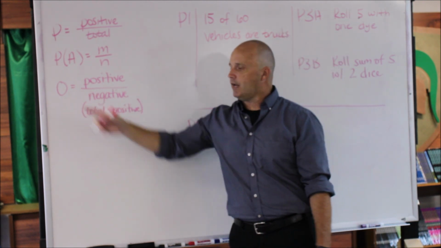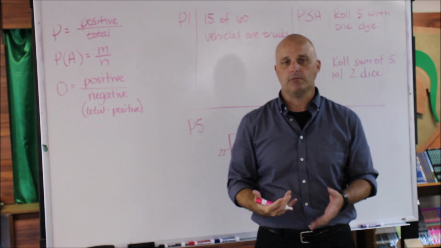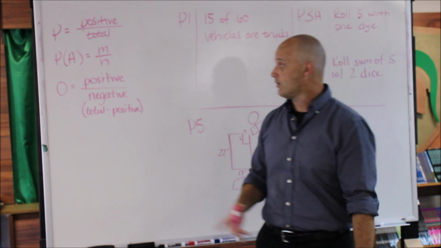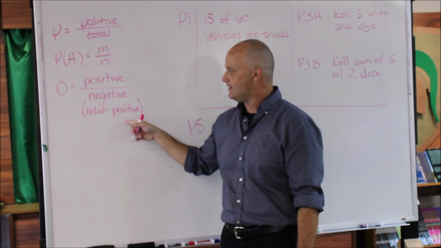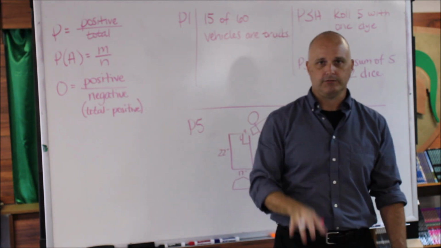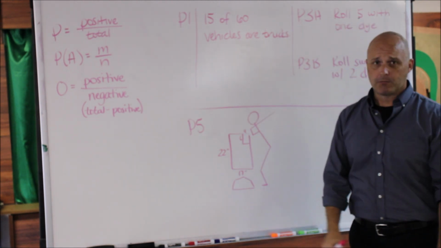We're also going to take a look at odds real quick. Odds is just the positive number of outcomes over the negative number of outcomes. The negative is the same thing as saying the total minus the positive. We'll talk about that in just a second. So let's look at problem number 1 in the book.